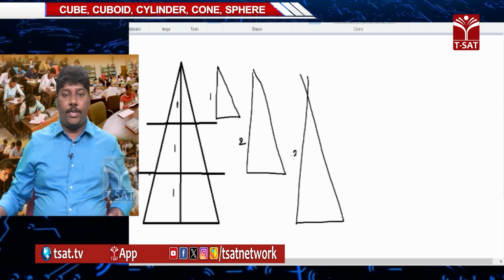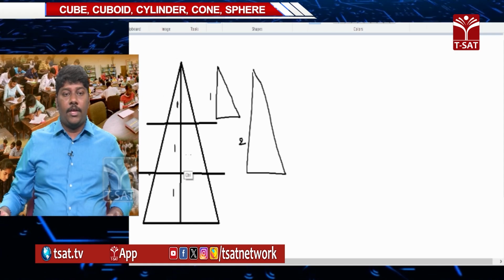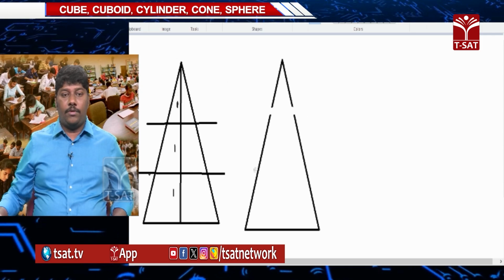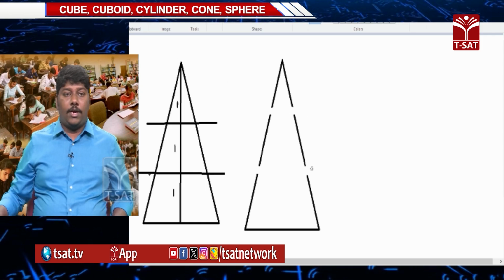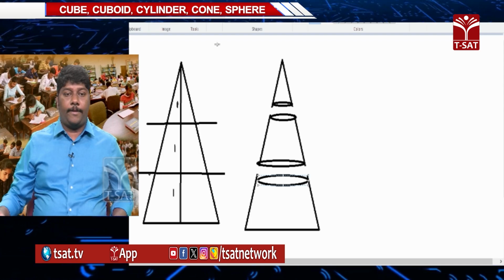That sides ratio is 1:2:3. It appears like 1, 1, 1, but it is 1:2:3. When the sides ratio is 1:2:3, just imagine how a cone looks after cutting it. This is how the 3 parts of the cone look.